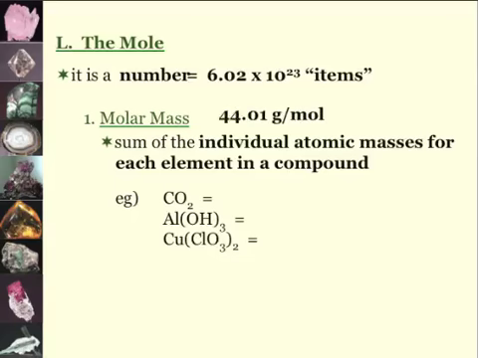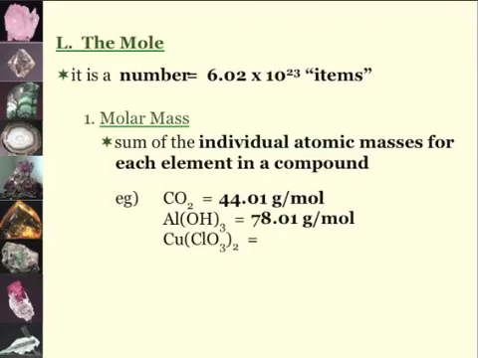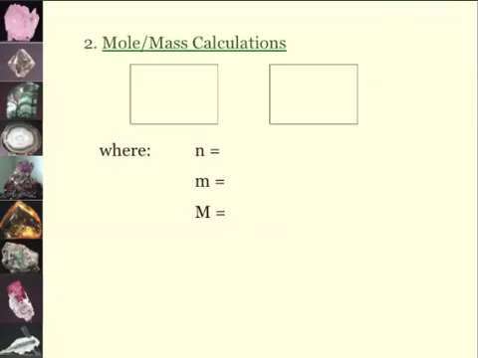So for example there, we've got 44.01 grams per mole, okay? 78.01 grams per mole, finally 230.45 grams per mole, okay? And the reason why we figure these out to 2 decimal places is because we're adding this together. We're adding the molar mass of 1 carbon and 2 oxygen atoms together in order to get our molar mass for carbon dioxide.